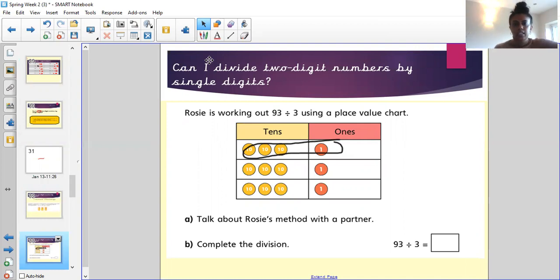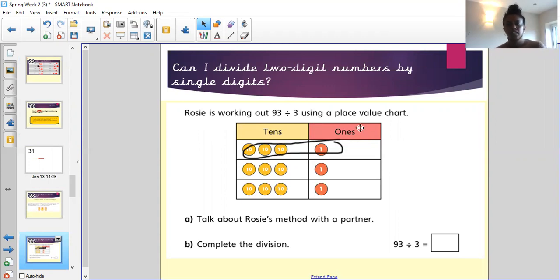So here it says Rosie is working out 93 divided by 3 using a place value chart. So let's talk about Rosie's method with a partner. So I'm going to get you guys, we'll talk together about it now. So let's have a look at the method that has been used. So we're dividing by 3. So when we divide, we're sharing things out equally. That's what dividing is, to share things out equally.